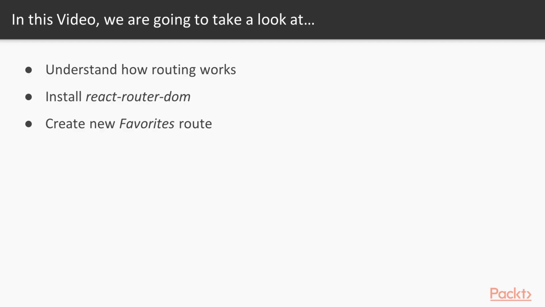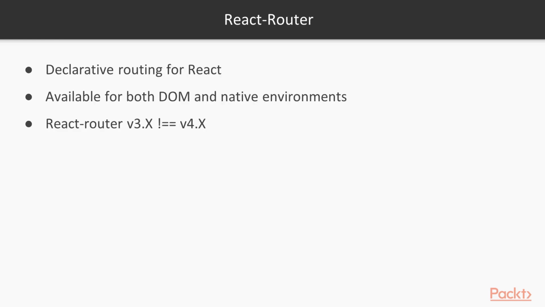First, we're going to understand how routing works. Then, we're going to start React Router DOM, which is the tool that we're going to use to create the routing, and create, as I said, a new favorites route. So React Router is a JavaScript tool that enables us to create a declarative routing inside our React application. And when I say React application, I mean both web applications and native applications.